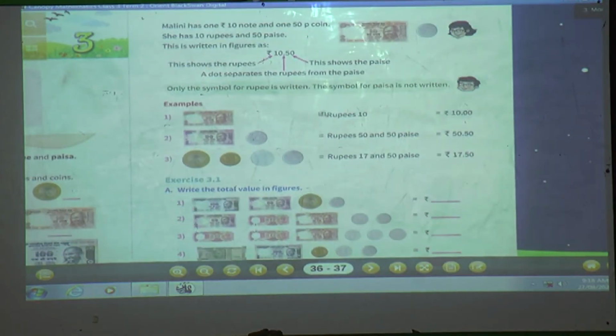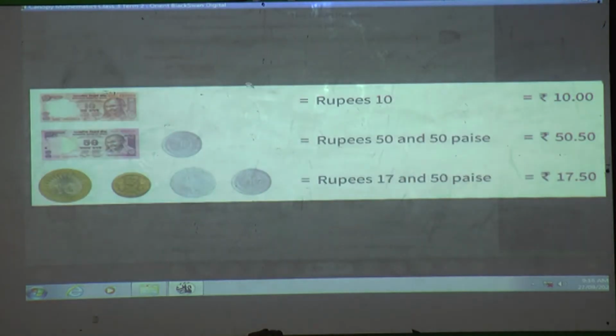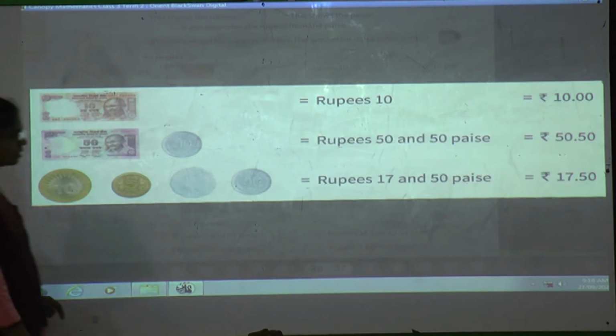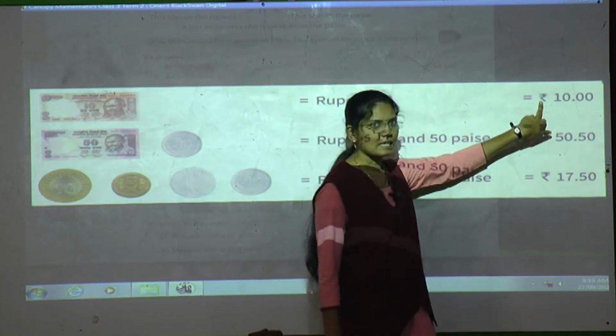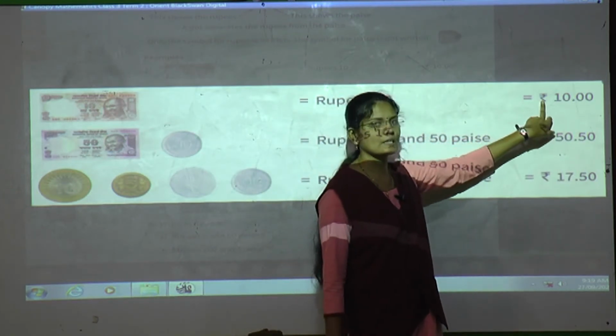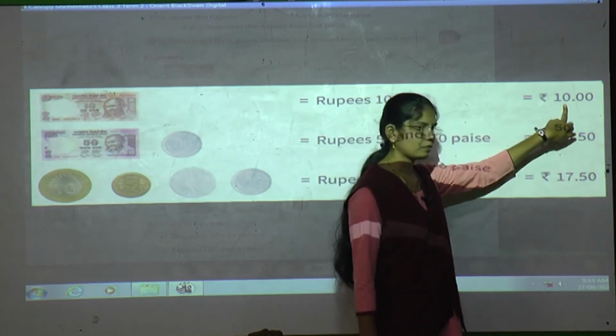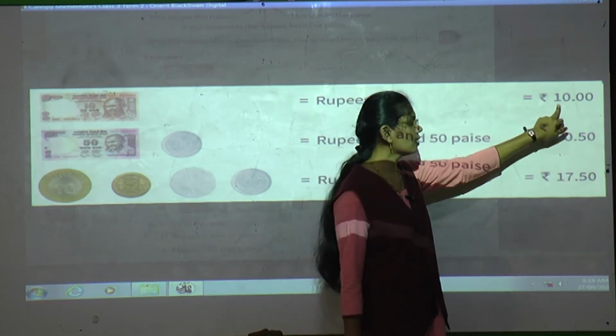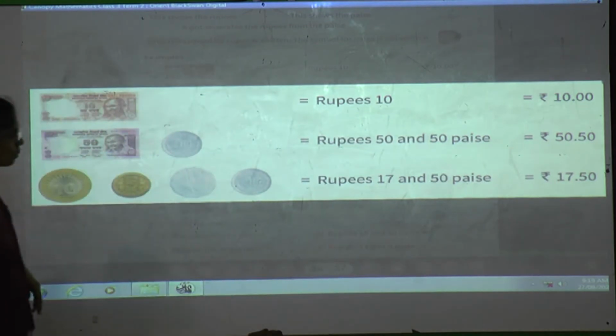Now here some more examples are given to us. We will see one by one. Look at the board here. See the first note. This is the note of 10 rupees. So how will you write this? Rupees 10. Or else you can write in this way also. In the figure, this symbol stands for rupees. Rupees 10. Now see the next.